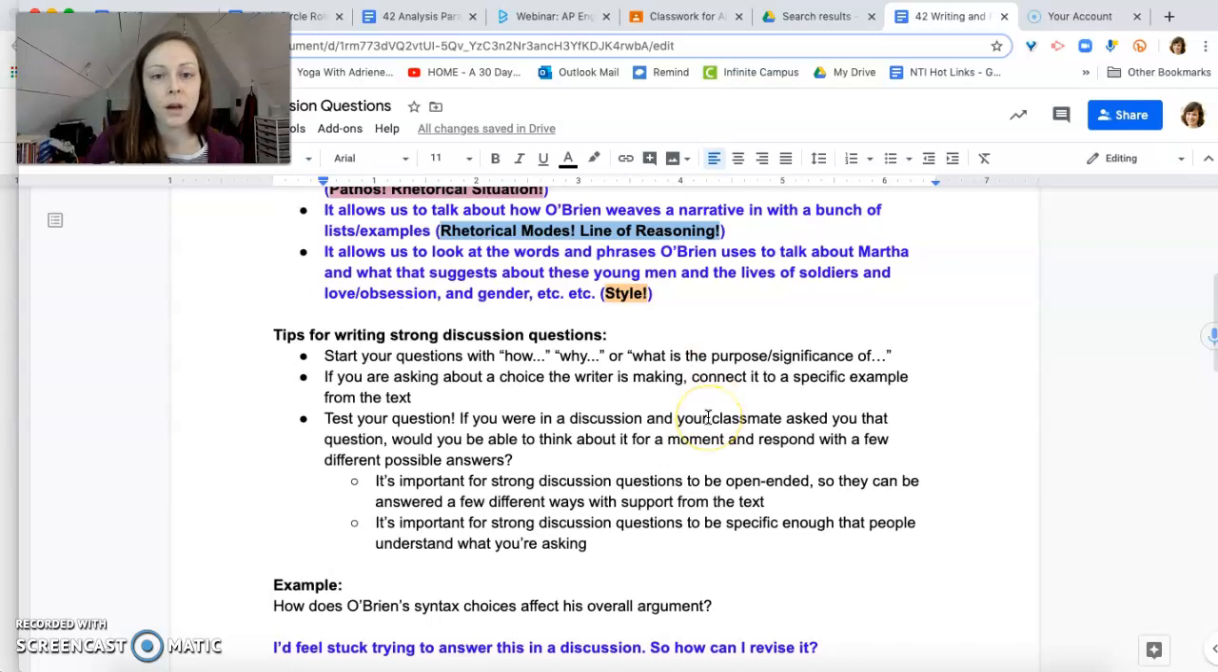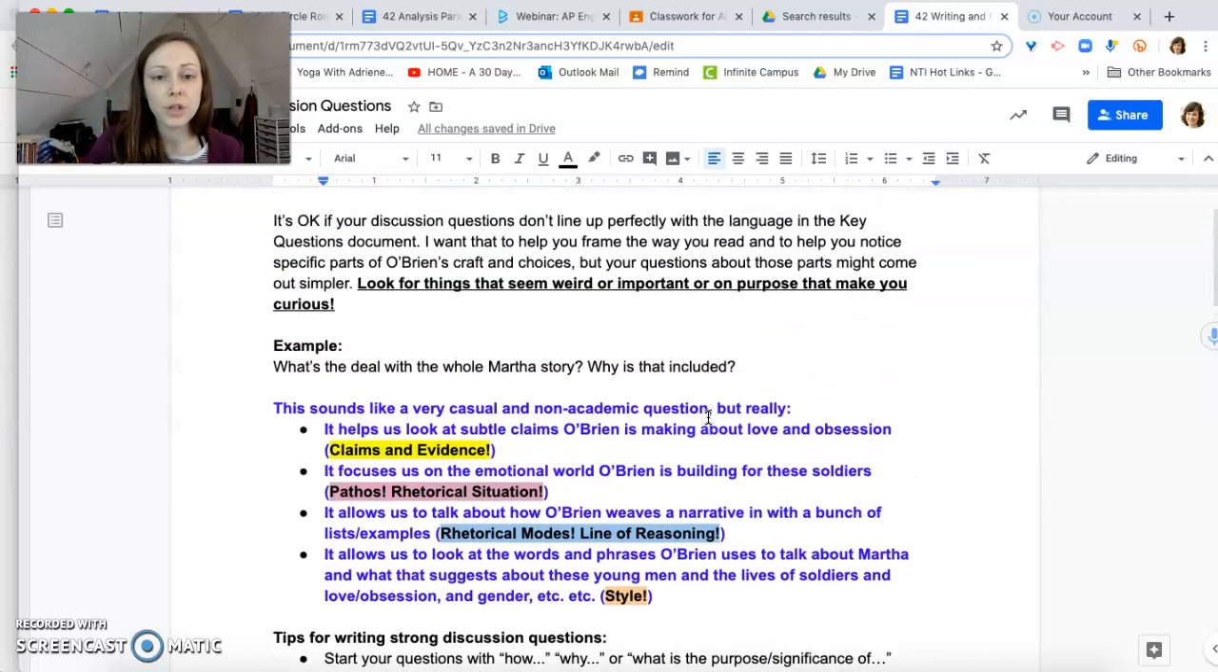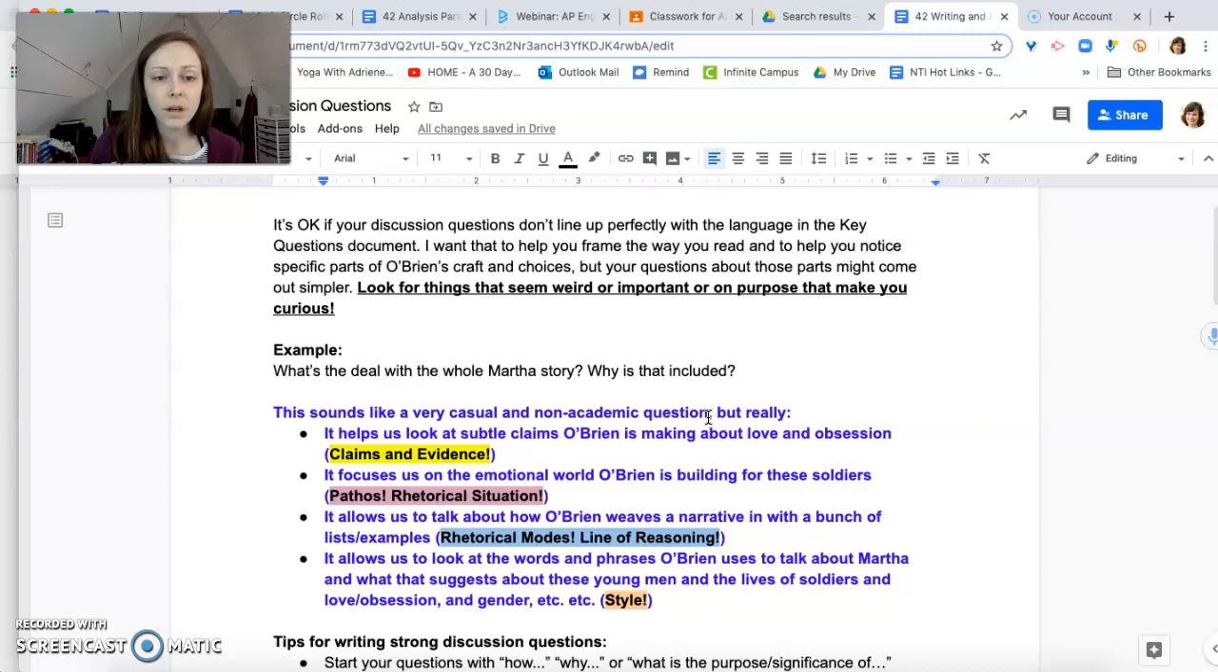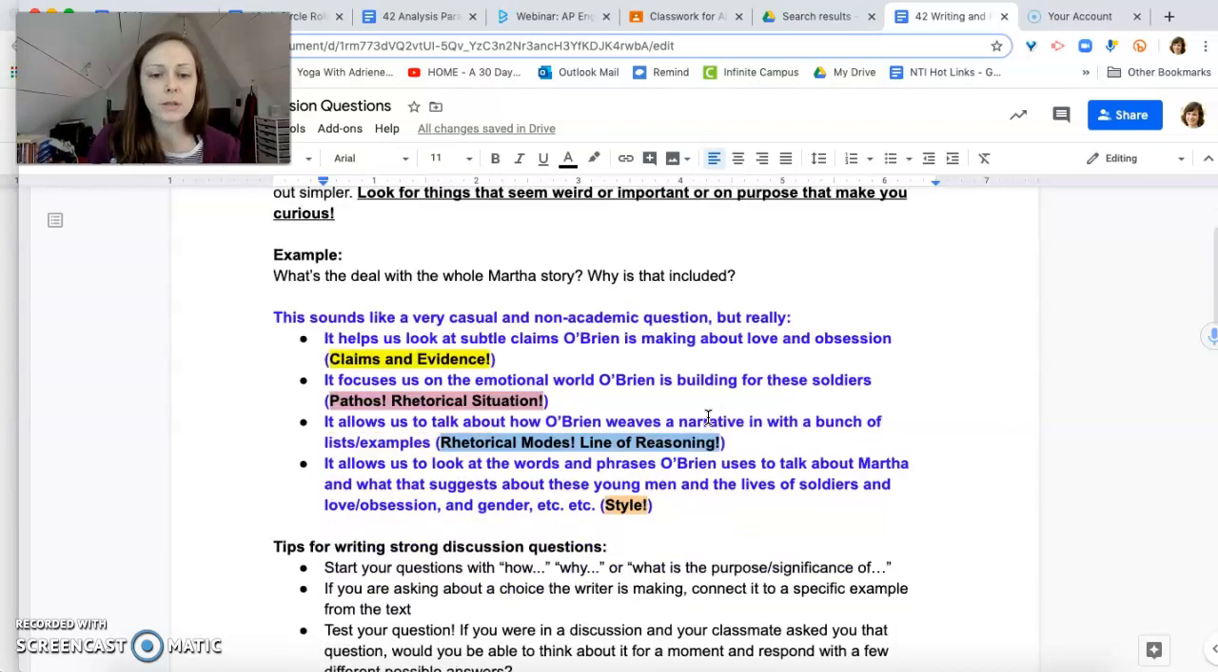So that beginning part is just to say, trust your intuition, because you're probably noticing things as you read that do connect back to your skill category, and write questions about those things that make you curious, those particular parts.